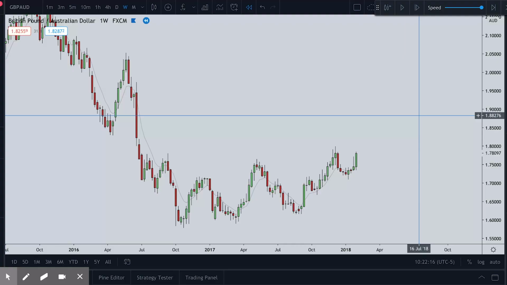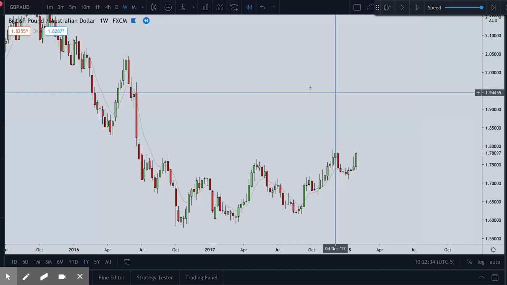When I start off, I like to start off on the weekly chart, when I'm trying to work out the direction of the trend in a market. The reason I start on the weekly chart is because that's going to give me the opportunity to identify zones, identify areas that price is very likely to move into.